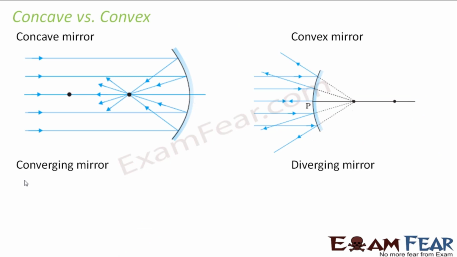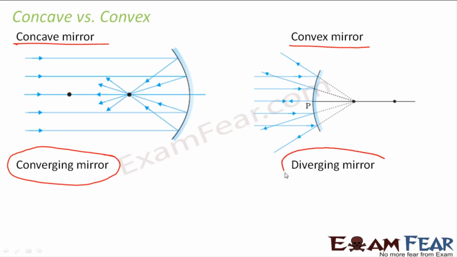So now let us see another important thing. In case of concave mirror, what happens? The incident rays have a tendency that after reflection, they will converge at a point. And that is why concave mirror is also known as the converging mirror, because it has a tendency to converge the rays after reflection. Whereas in case of convex mirrors, the incident rays, after striking the mirror, tend to diverge away from each other. And that is why this is known as a diverging mirror. So often it is asked in your question which is a converging mirror, concave or convex. So you should remember all these things.